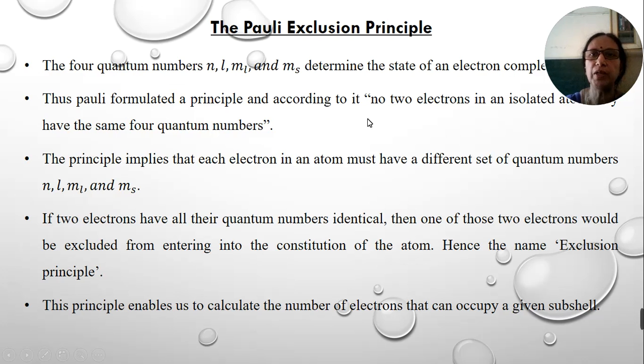According to the principle, no two electrons in an isolated atom can have the same four quantum numbers. No two electrons in an isolated atom can have all the four quantum numbers the same. This principle implies that electrons in an atom must have a different set of these four quantum numbers.